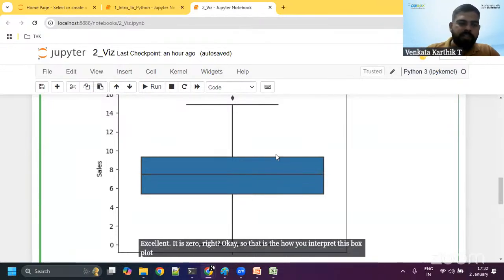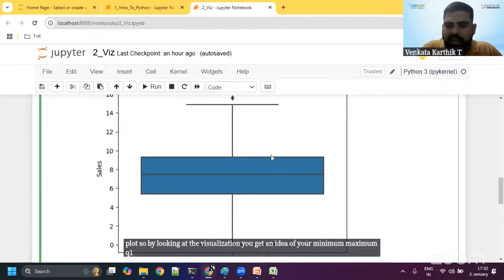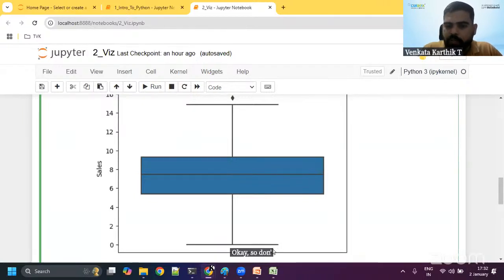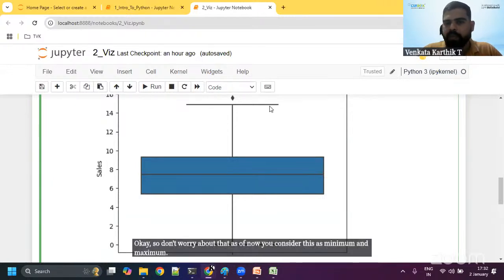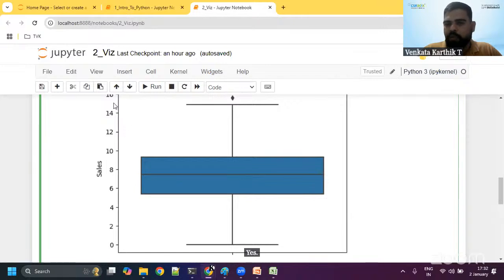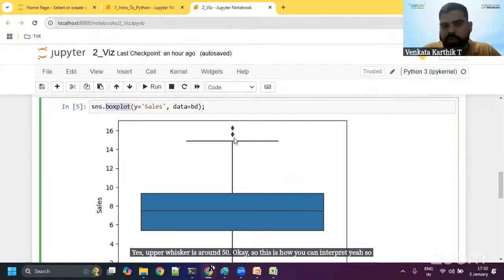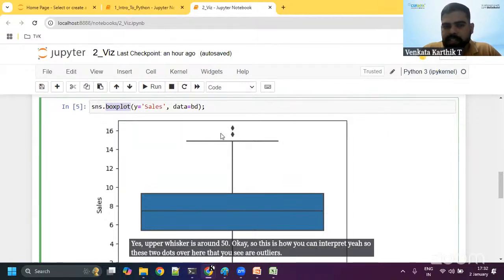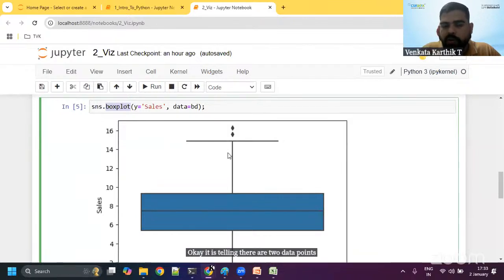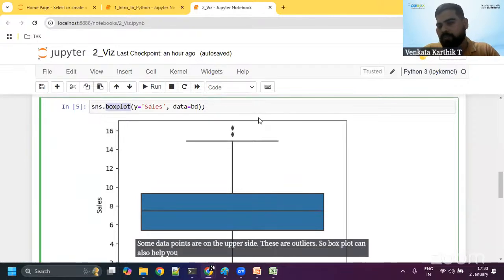By looking at the visualization, you get an idea of your minimum, maximum, Q1, Q2, Q3. Again, I'm telling you, this need not be the minimum and maximum always. Each software has its own way of doing it. So don't worry about that. As of now, you consider this as minimum and maximum. Yes, upper whisker is around 15. These two dots over here that you see are outliers. It is telling there are two data points which are above your 15. These are outliers. So box plot can also help you identify outliers.